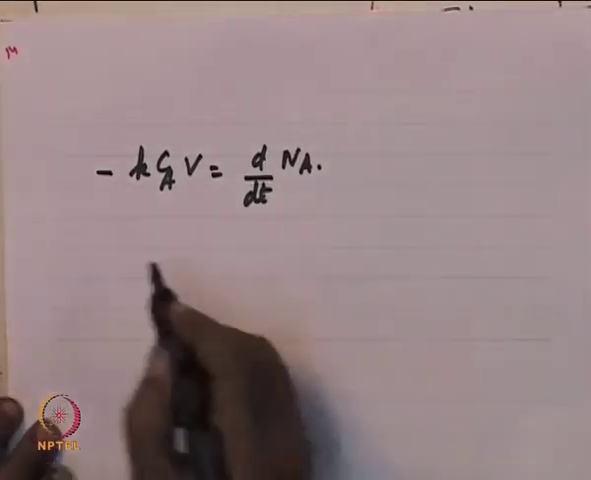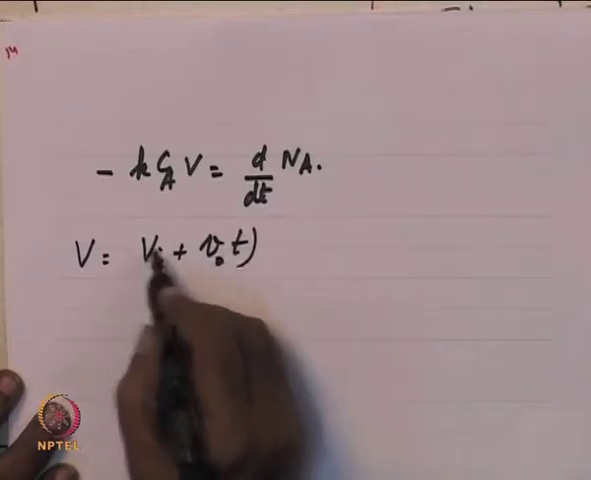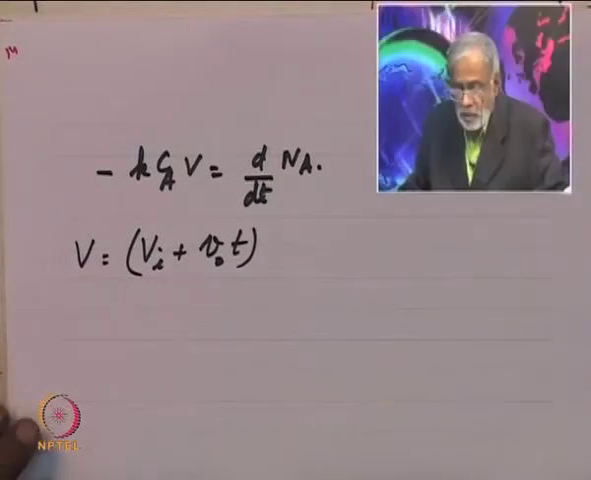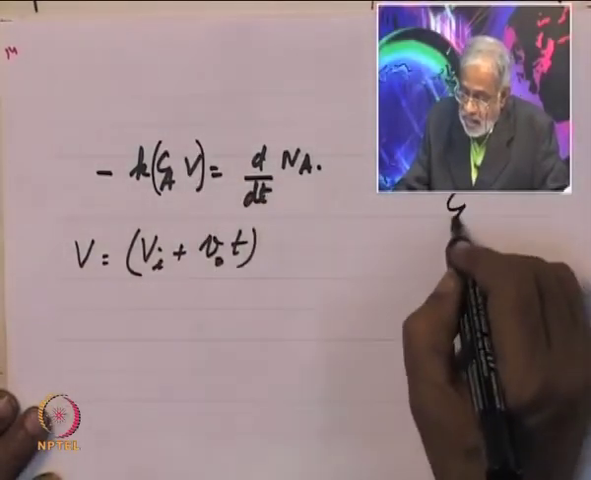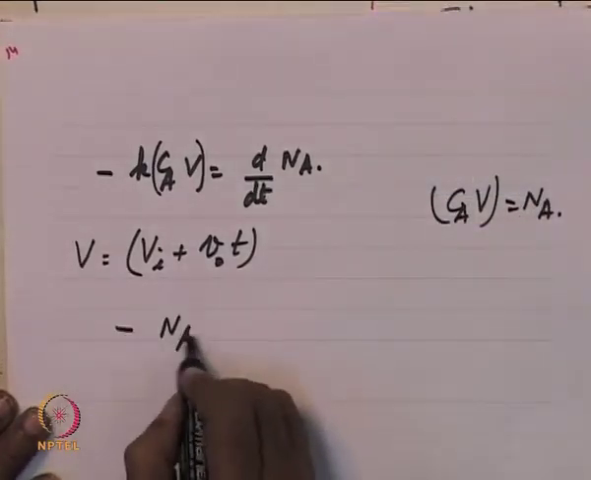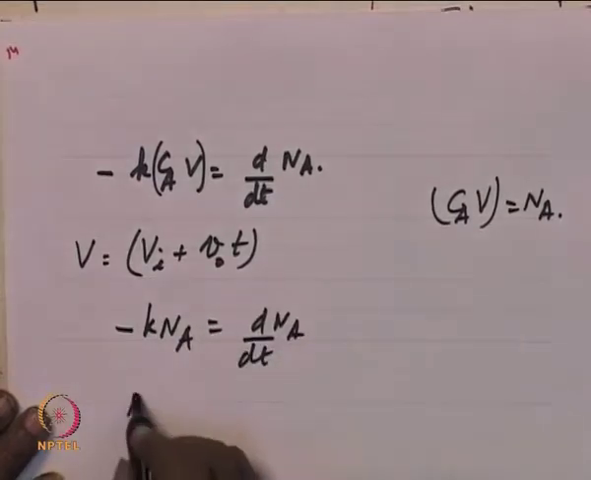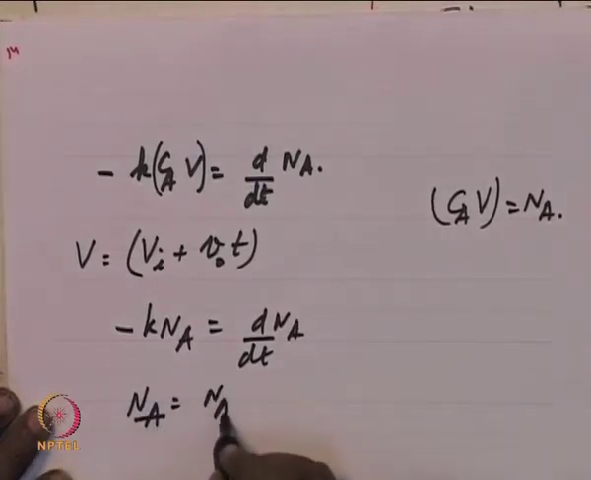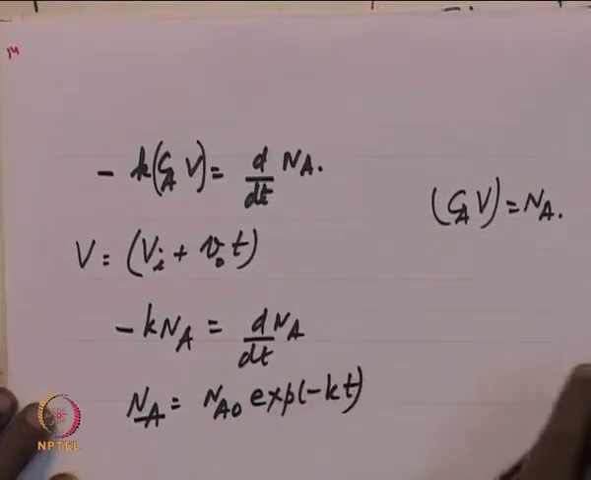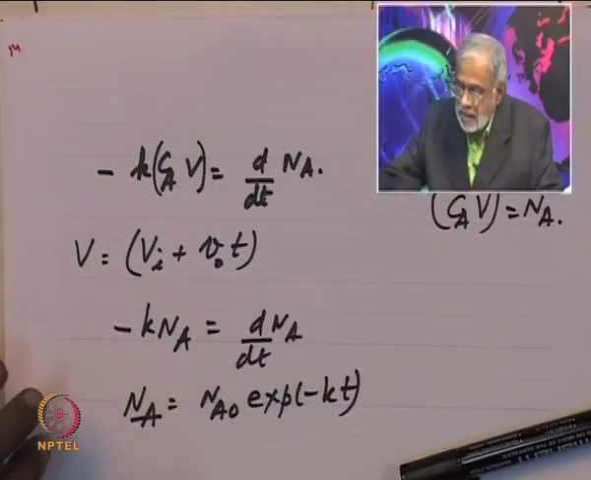Now, V changes; we know that V initial plus some V naught times T, V actually changes, this is well known. But the point that is important to recognize here is that C A times V by definition is N A. Therefore, the left hand side is actually K N A equal to d by dt of N A. So, N A equal to N A 0 or N A I into e raised to the power of minus K T.